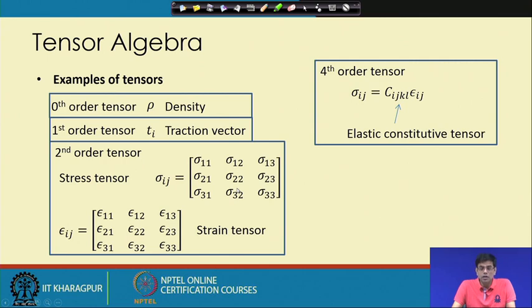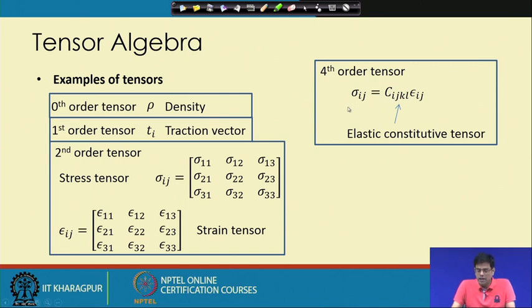Similarly, fourth order tensor. I think all of us have heard of Hooke's law. When we use the elasticity matrix or the constitutive matrix, this is actually a fourth order tensor. We will see in detail how this fourth order tensor comes and how we can write it in a matrix form. This we will see in a later part of this course. But it is better to know right now that this constitutive matrix is a fourth order tensor.